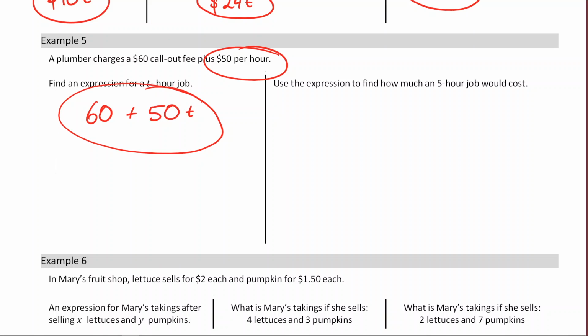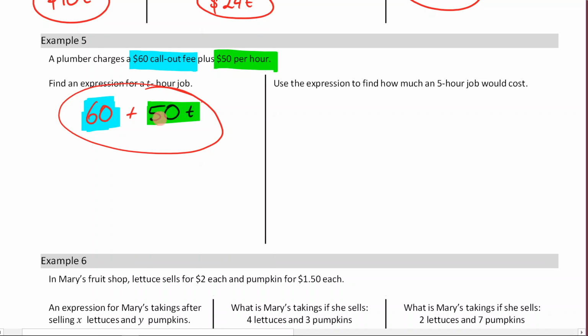And you need to appreciate that there are 2 parts of it. There's the call out fee part of it, which is this. That is what you're always going to pay just for them to turn up. And then there is also the per hour cost, which is the 50T. So that is how much you're paying per hour. So let's just go through a couple of examples to show you what's going on here. So let's say something weird happens.